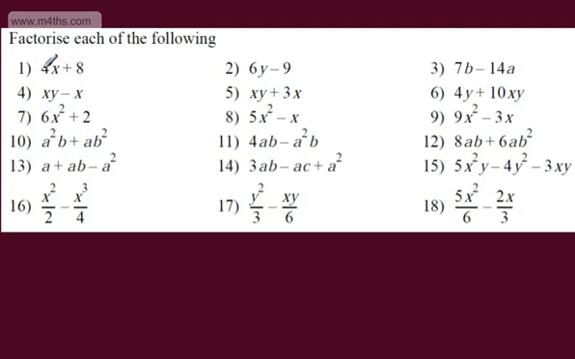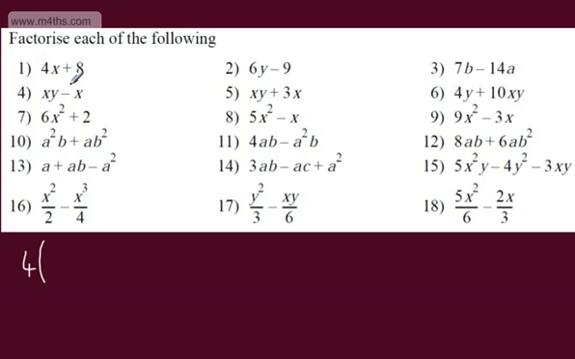So let's start off with something nice and straightforward. We've got 4x plus 8. What we're looking for is the highest common factor of the numbers and the x's. The highest common factor, or the biggest number that goes into 4 and 8, is going to give us 4. That comes on the outside. X is not in both of these terms, so x can't come on the outside. We then open up a bracket.